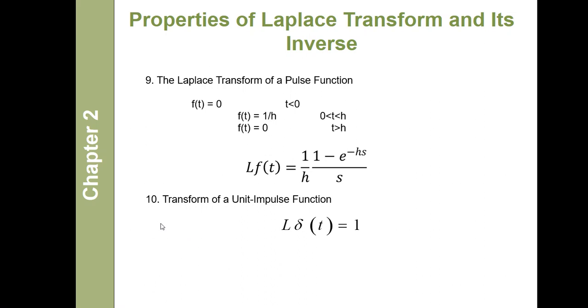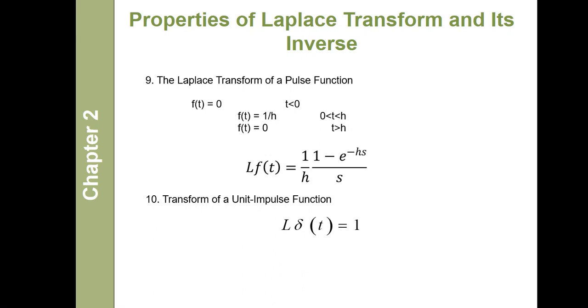The last two properties here have something to do with a particular disturbance, in the case of the pulse function, and an approximation of an actual disturbance, which is the unit impulse function. A pulse function is a function which has a magnitude only on the time duration that it is occurring. Based on the definition, it will have a value of 0 for time less than 0. It also will have a value of 0 for time after the duration of such pulse or such occurrence. So it will only have a magnitude, defined as 1 over h, on the time interval 0 to h. So it's a sudden but unsustained type of disturbance.